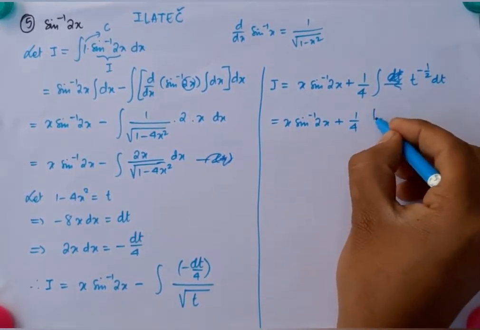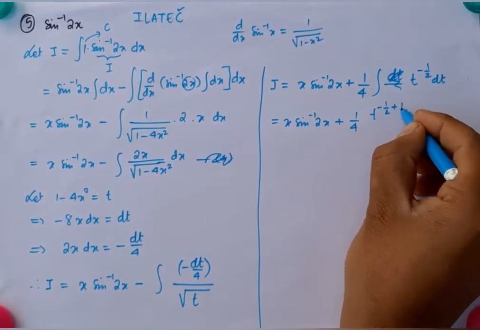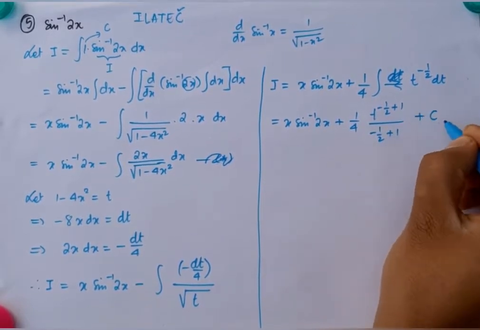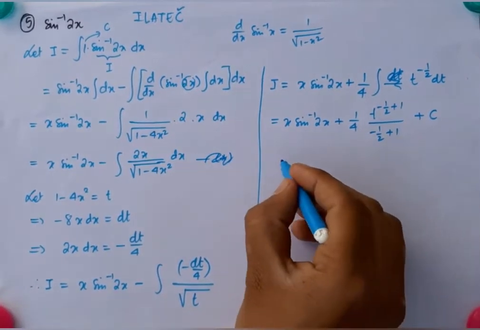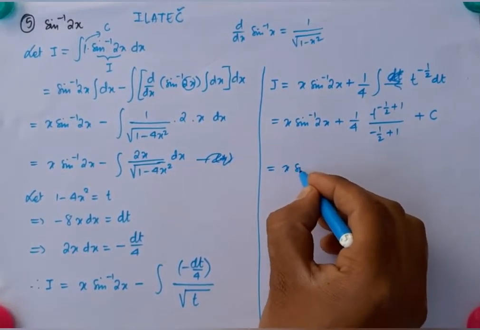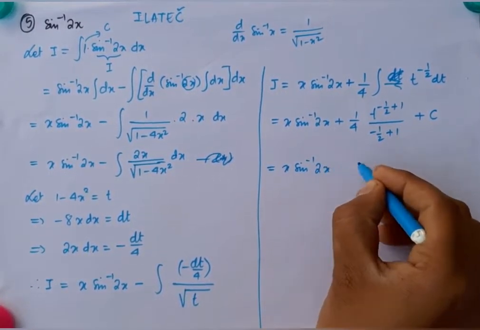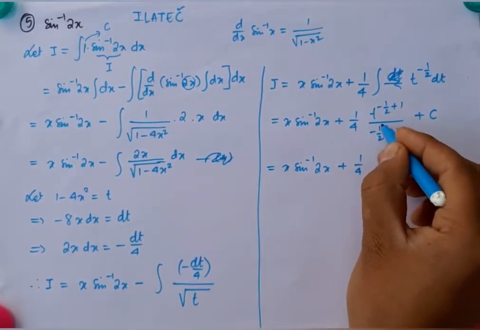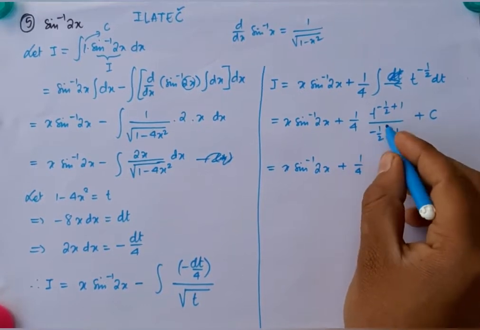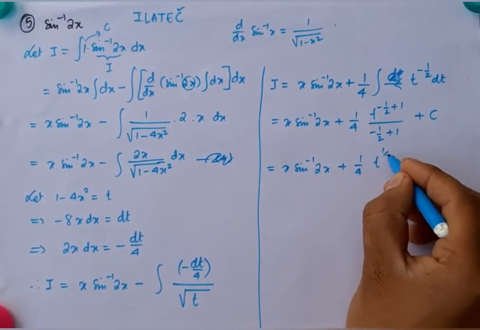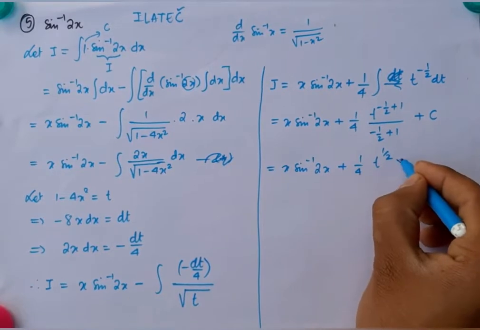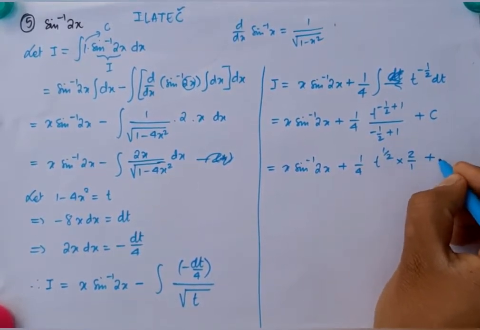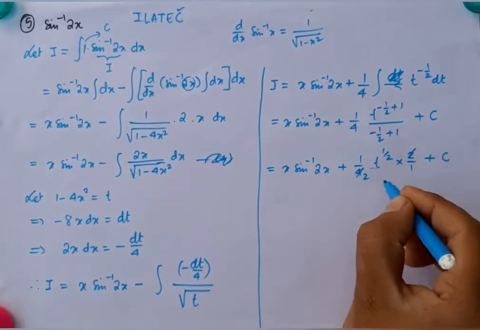Now this is t to the power minus half plus 1 over minus half plus 1, with constant of integration, as we are done with the integration. So we have x sine inverse 2x plus 1 by 4. Now how much is this? This is half, isn't it? So this becomes t to the power half. Now if I write this division as into, this half becomes 2 by 1, with constant of integration. So you see that this and this get cancelled.